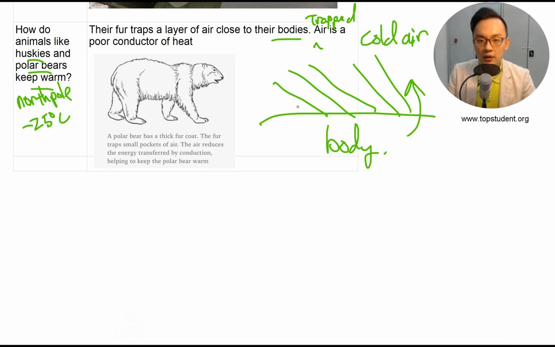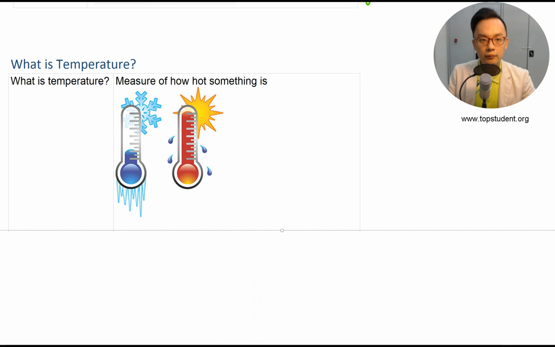And all this fur will trap a lot of pockets of air. So when the heat is trying to go out from the body to the cold air, it will be stopped by all the pockets of air, and that's how the polar bear keeps warm in such cold temperatures. So next we're going to look at what is temperature.